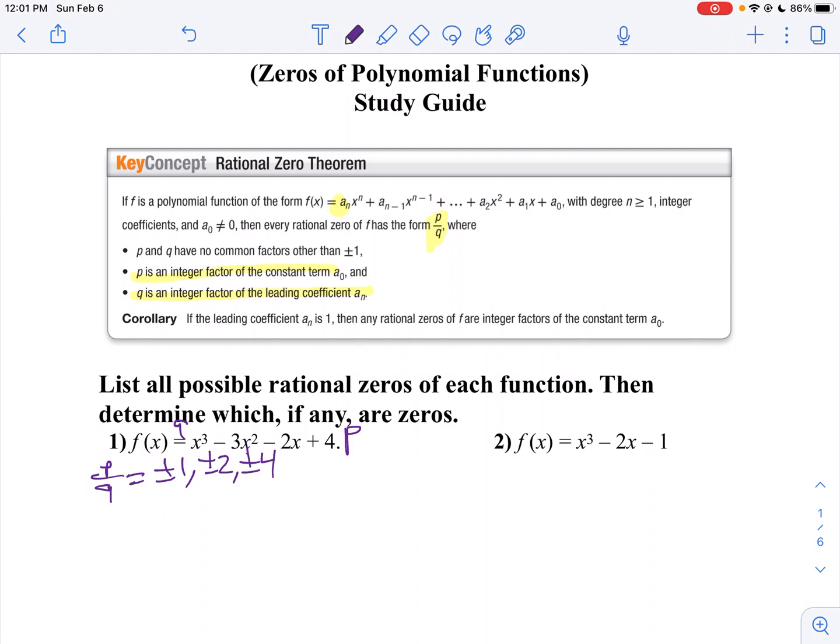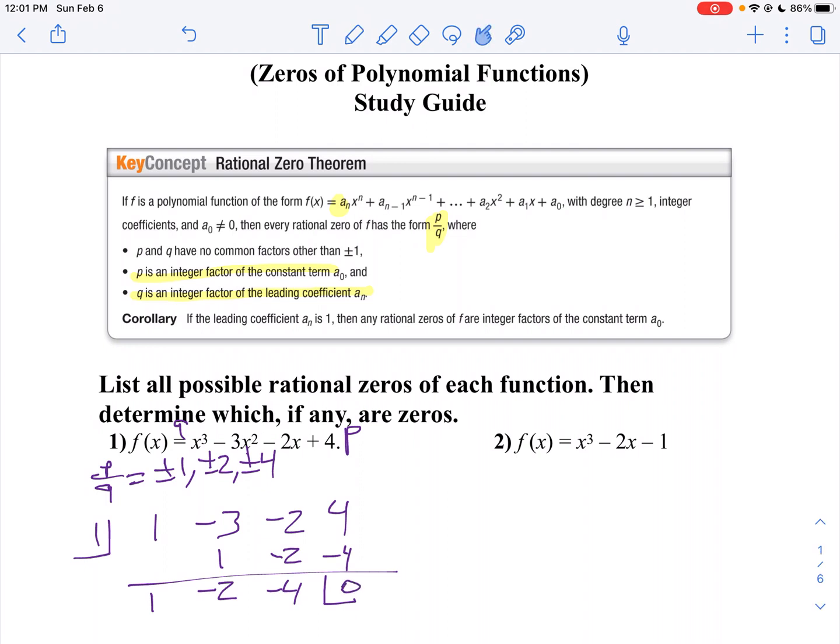So let's check with 1. Is 1 a factor? So I go 1x cubed, negative 3x squared, negative 2x, and positive 4. So I bring down the 1. So 1 times 1 is 1, so I get negative 2. So I get negative 2, negative 4. Oh, look at that. Negative 4 is a remainder. And not negative 4, but 1 is a factor.